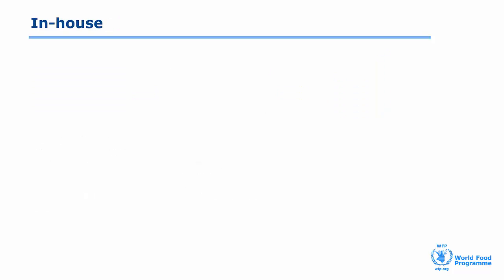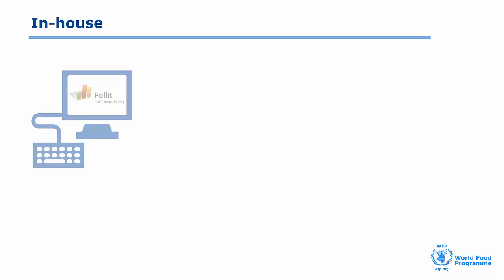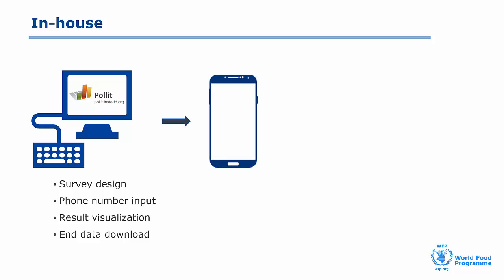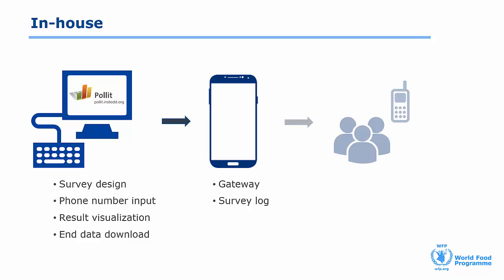And how do you set up an in-house system? At WFP, we use a free and open source software called Pollit for in-house SMS surveys. This tool has been developed by the non-profit organization Instead. Pollit allows you to design a survey and manage phone numbers. It also visualizes results and allows you to download your end data. By connecting Pollit to a smartphone that acts as a gateway and a service log, you can then send an interactive SMS survey to respondents. All you need is a computer with internet access and an Android smartphone with a SIM card.